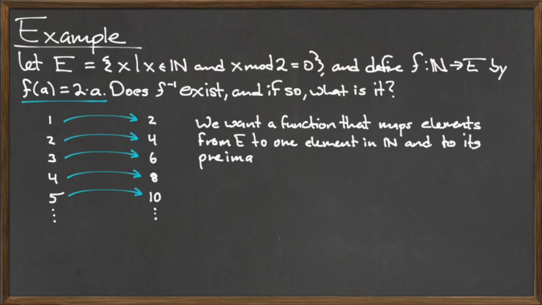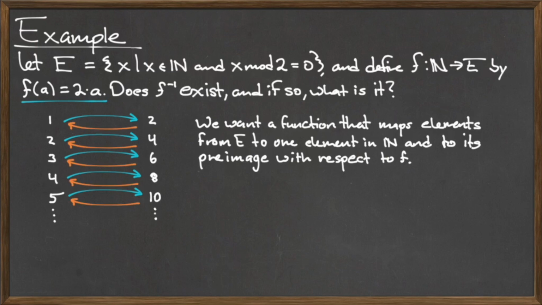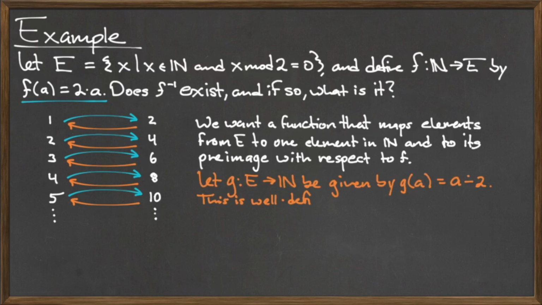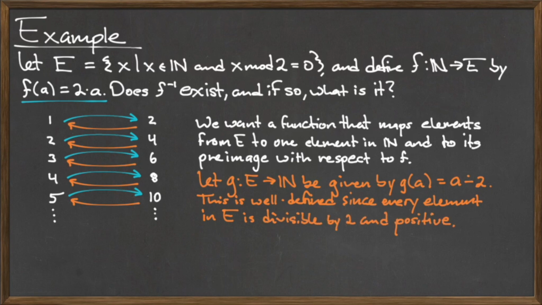As it turns out, this function f is invertible. Since all of the elements in the set E are even, by definition, this means that they are divisible by 2. Since the function f takes an element in the natural numbers and multiplies it by 2 to produce its image in E, if we define a function g from E to N, defined by g(a) = a divided by 2, we should be able to recover each of the preimages.